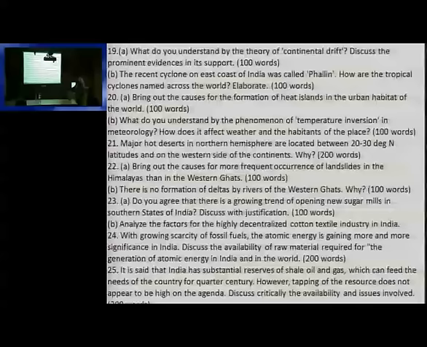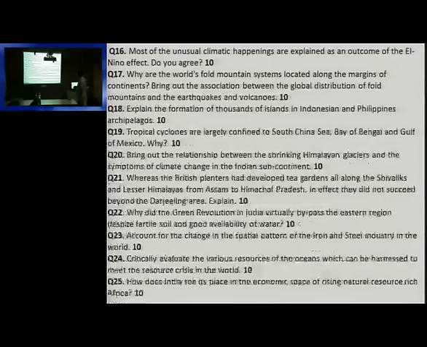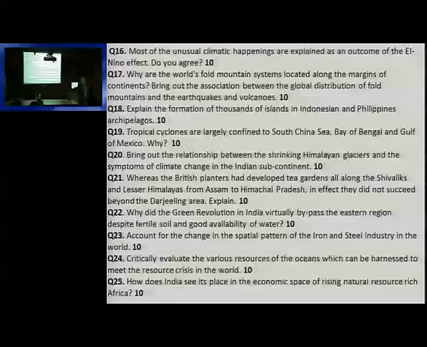Discuss critically the availability and issues involved. These sections, when it comes to natural resources, will be a little bit futuristic. Recently, last year, they asked about shale gas in India. Now, okay, if you go to the next slide, look at this question.